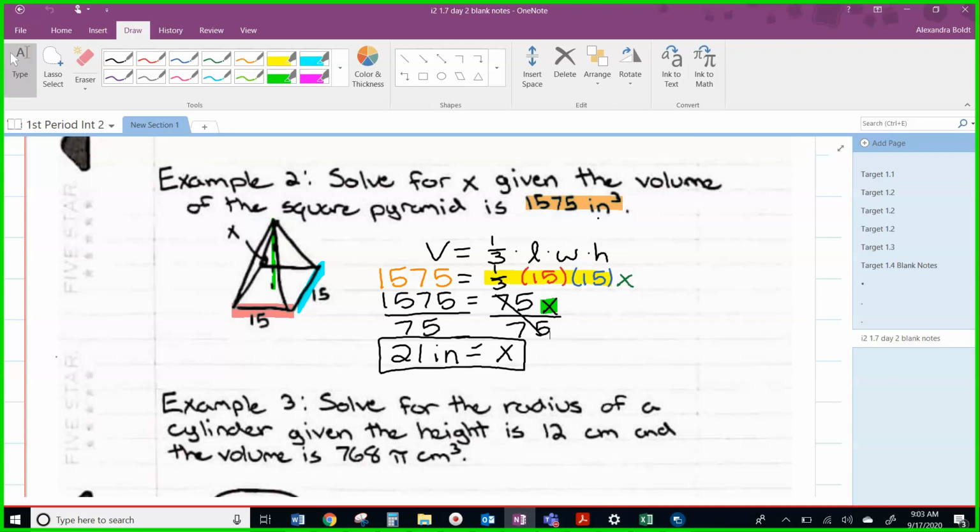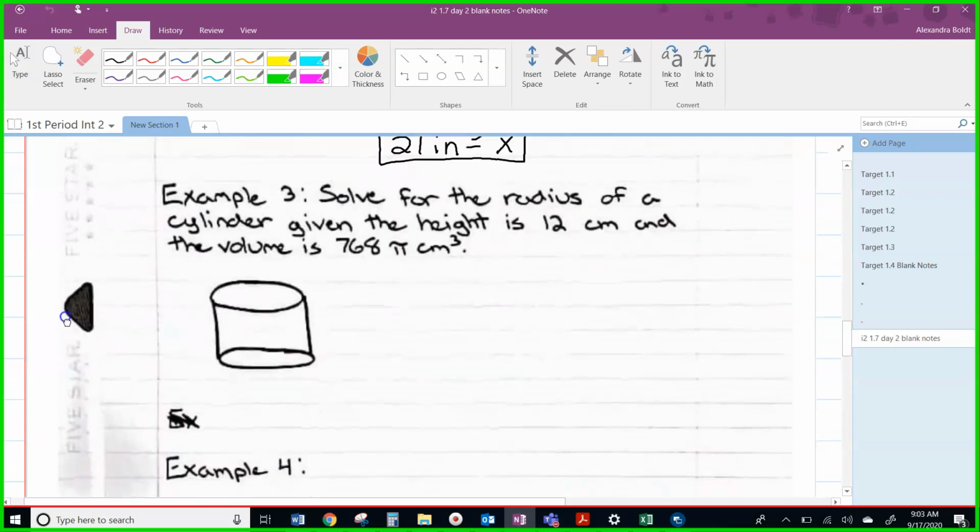Okay, let's look at example 3. Very similar. So here I have a picture of a cylinder, but it might just give it to you in words. So we're going to fill in our picture a little bit. We're going to solve for the radius of a cylinder given the height is 12 centimeters and the volume is 768 pi centimeters cubed.